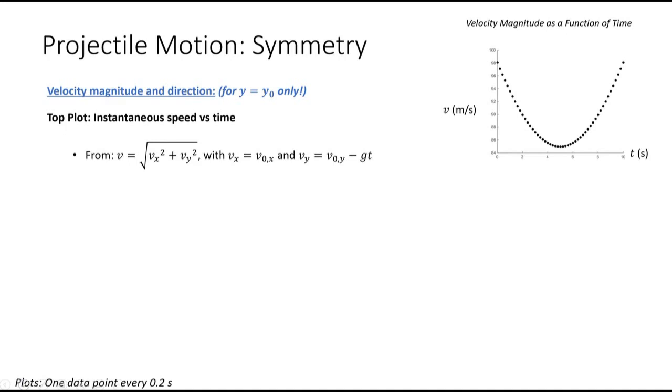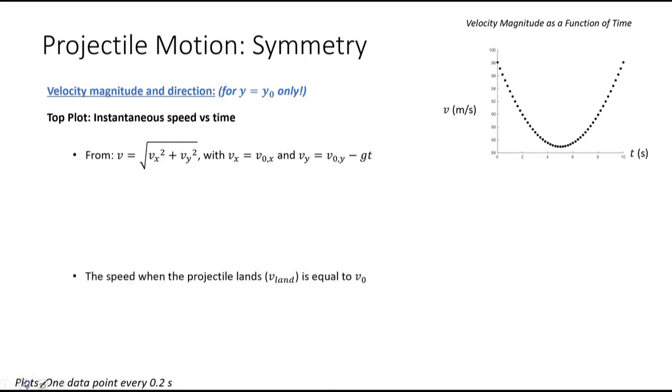time. So I've made a plot of the instantaneous speed as a function of time using the square root of vx squared plus vy squared, where remember vx is a constant, it's equal to the launch speed in the x direction, and vy is given by one of our basic equations of motion. Specifically here, we're using v naught y minus g times t. And again, I've plotted one data point for every 0.2 seconds.